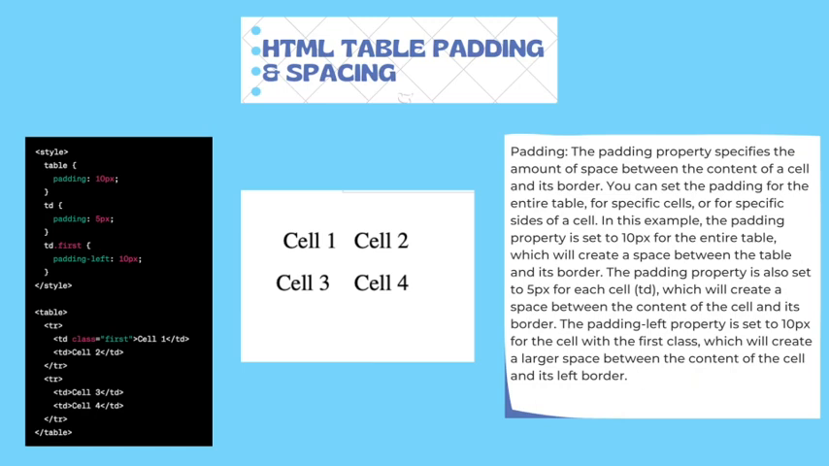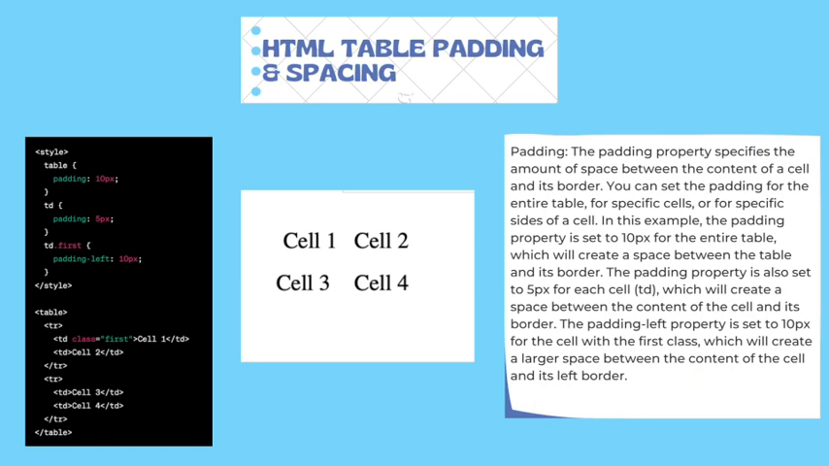Here the output is in the middle of the slide where cell 1, cell 2, cell 3, cell 4 can be seen. Padding. The padding property specifies the amount of space between the content of a cell and its border. You can set the padding for the entire table, for a specific cell, or for a specific side of a cell. In this example, the padding property is set to 10 pixels for the entire table, which will create a space between the table and its border.